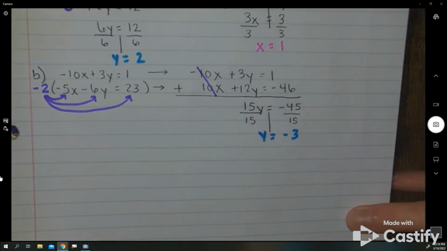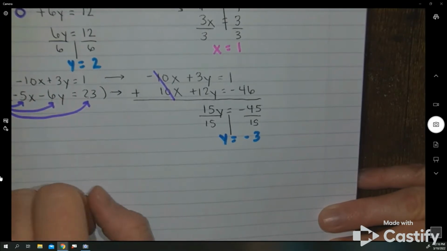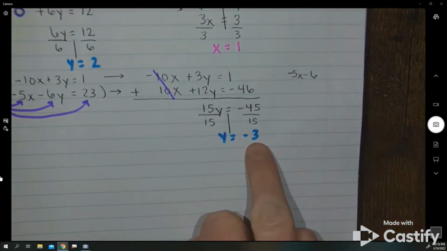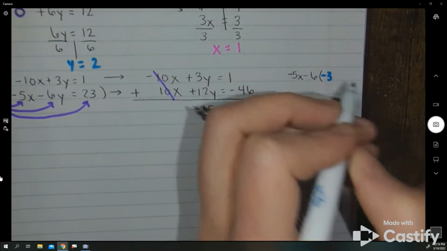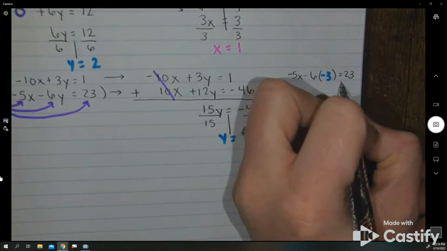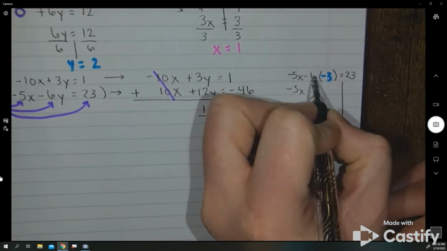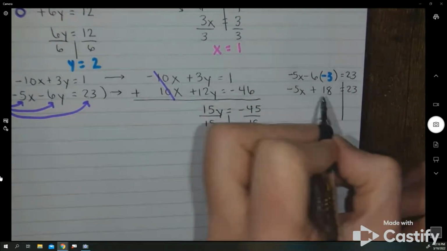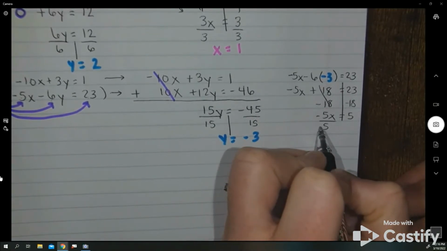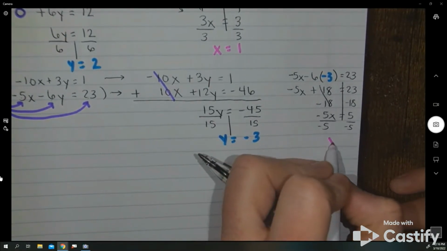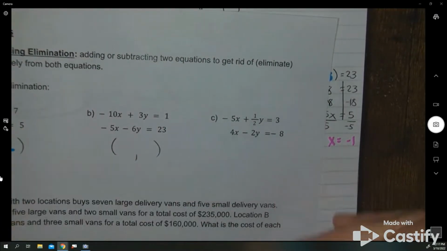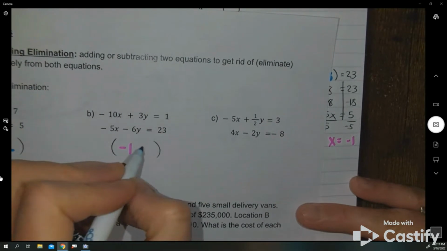So now I have to plug it back in, and I'm going to use this same equation here, the negative 5x, just because I have a little bit smaller numbers. So I have negative 5x minus 6 times negative 3 equals 23. It also helps me to get a positive number here, just some of the things I often think about. So negative 5x, negative 6 times negative 3 is positive 18, equals 23. Subtract 18 from both sides. We have negative 5x equals 5. Divide by negative 5, and we find that x equals negative 1. So for that system, we have our ordered pair of negative 1, negative 3.